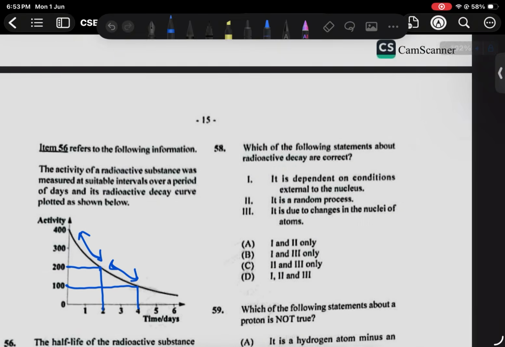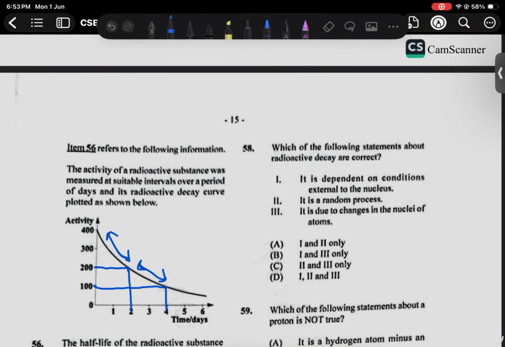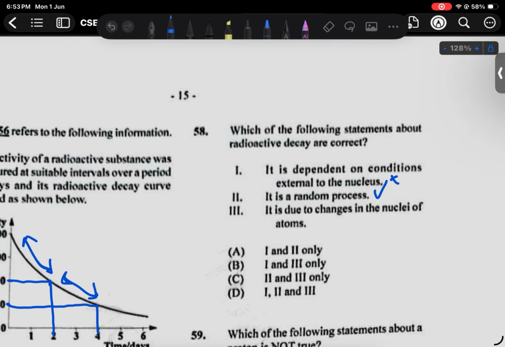Which of the following statements about radioactive decay are correct? It is dependent on conditions external to the nucleus? No. It's a random and spontaneous process. It is due to changes in the nuclei of the atom? Yes. It emits this energy in the form of radiation in order to become more stable. So it's 2 and 3.